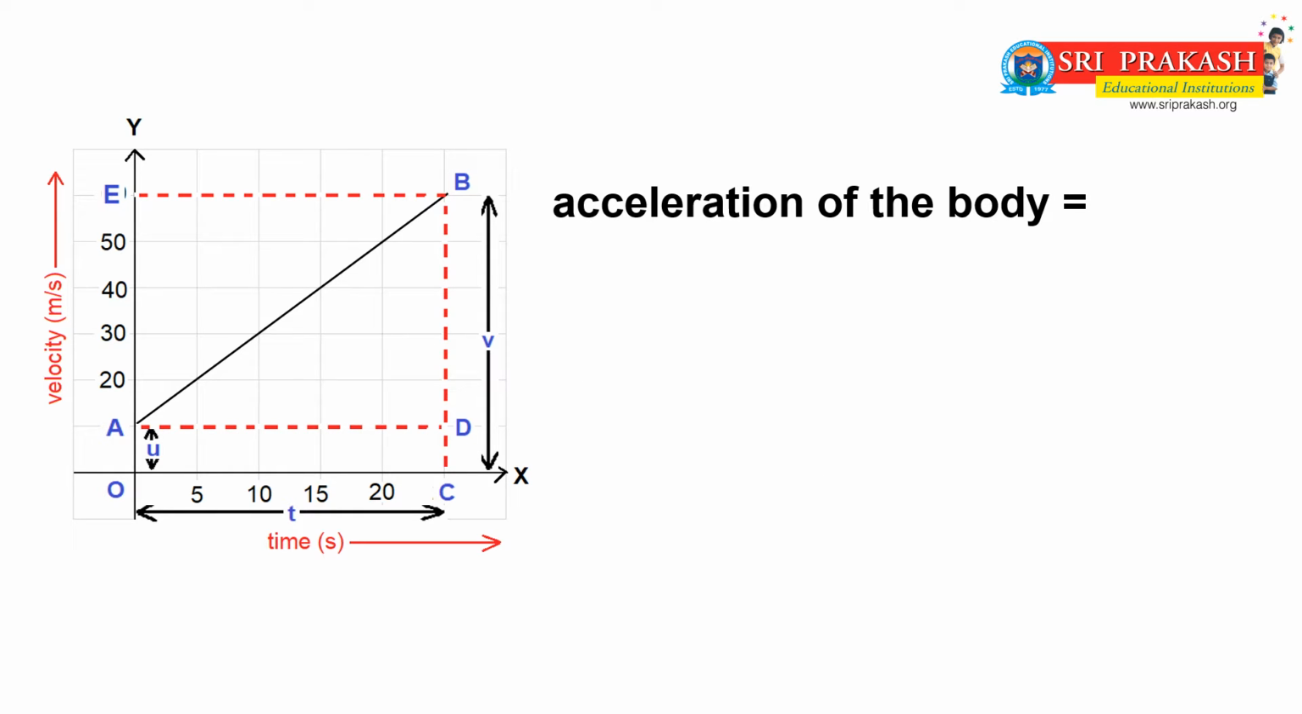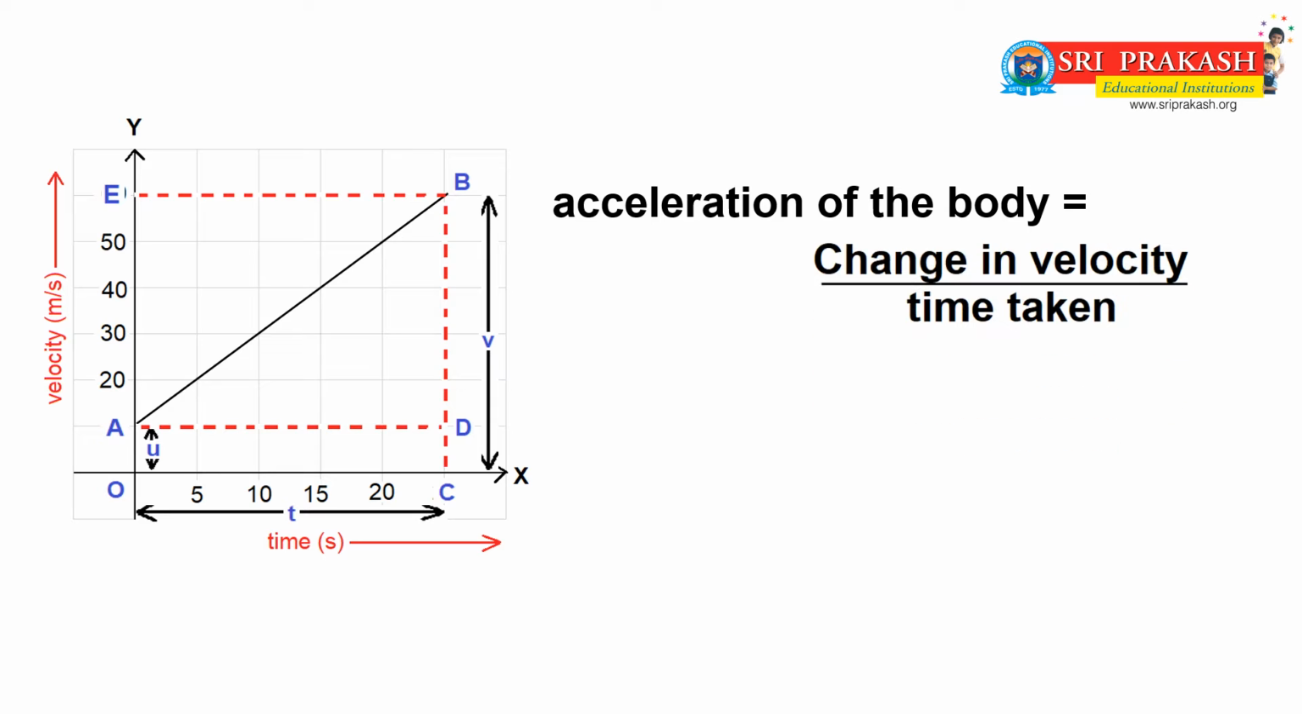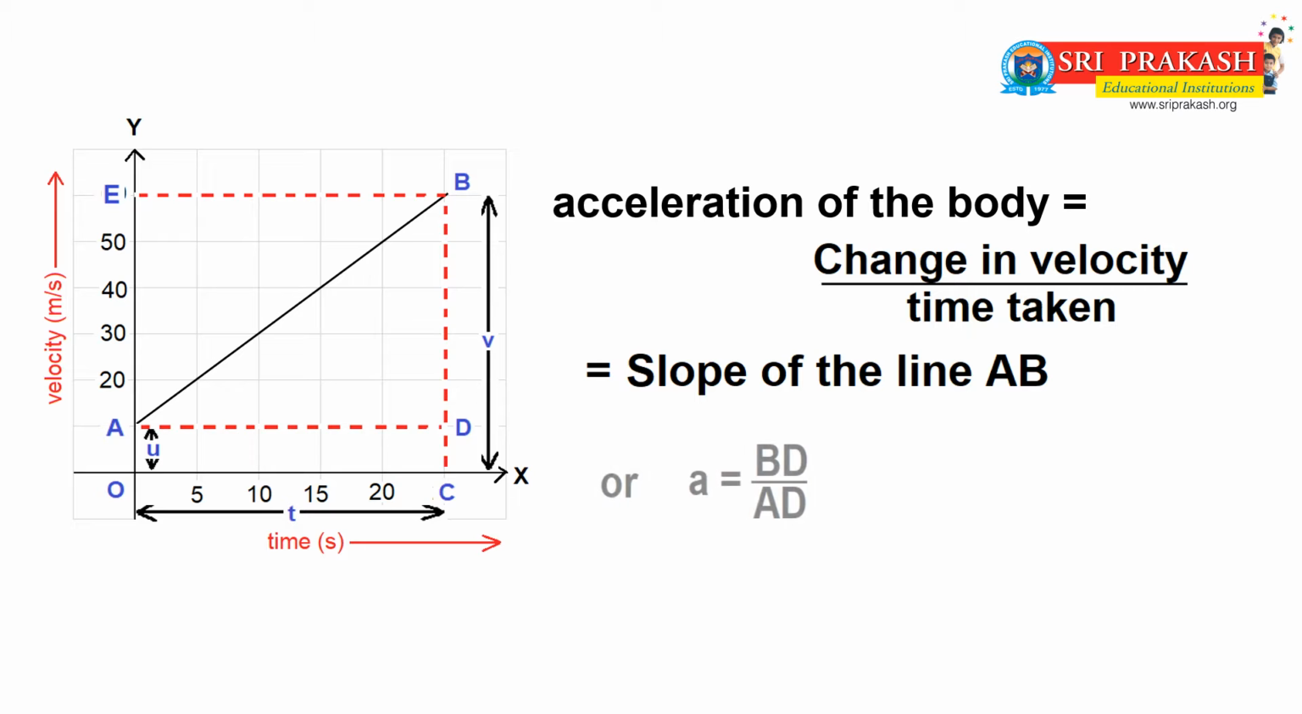Acceleration of the body is equal to change in velocity by time taken, is the formula for acceleration. From the graph we can calculate the acceleration by finding the slope of the line AB, that is change in y-axis by change in x-axis. On y we have BD and along x we have AD. So a = BD/AD.